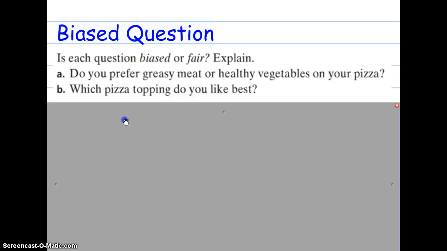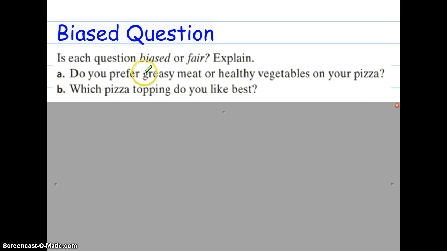All right, we're going to move on to pegging bias questions. Which questions are biased and which ones are fair? In here, is each question biased or fair, and explain why. Do you prefer greasy meat or healthy vegetables on your pizza? And then option B is, which pizza topping do you like best?